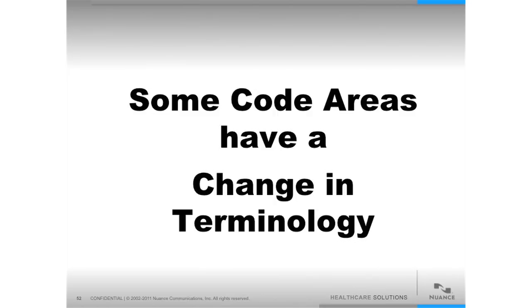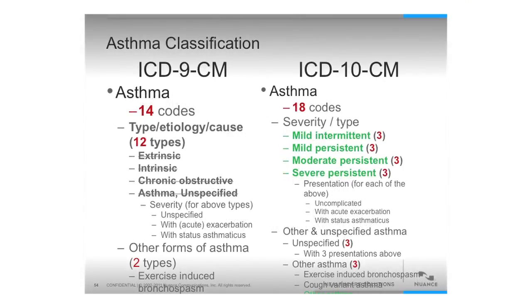Some of them change in terminology. Asthma is one of those. But again, it's keeping with the literature. The terms now are mild intermittent, mild persistent, moderate persistent, severe persistent. Now, here's the thing you need to understand about codes. They will not keep up with the medical literature. So as asthma changes and you refer to it a different way, don't expect the code to change. It doesn't happen that fast.